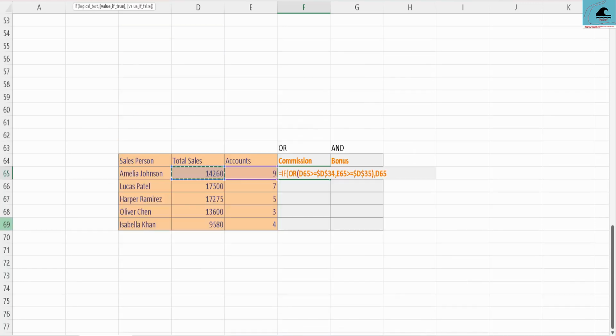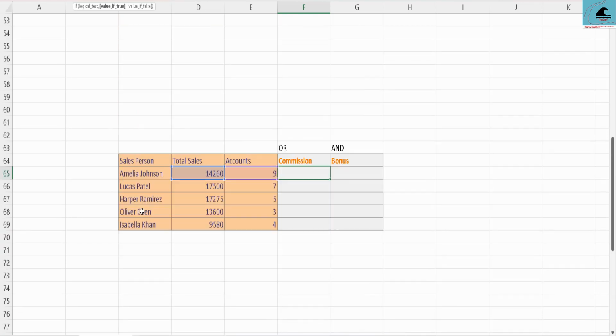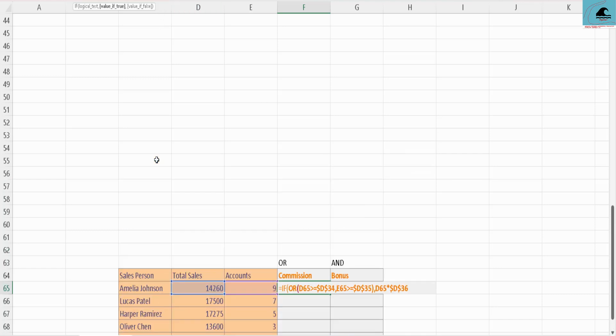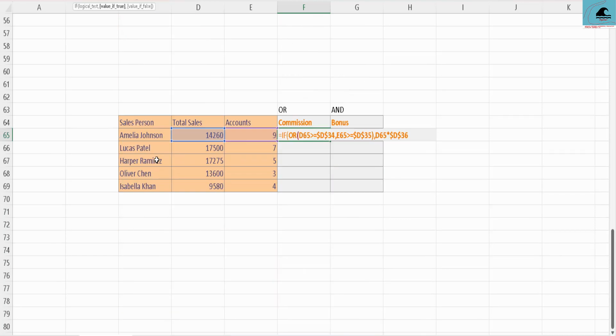then the value would be this total sales into the commission percentage of 2.5%. I'm locking that also because commission percentage is same for all. So I'm locking that 2.5%. So this is a formula you are supposed to create for calculating commission. This is a commission Amelia Johnson would get. Similarly, this one, similarly this one, next one, you can just drag it down. And the last one wouldn't get any commission because he hasn't achieved the target sales, he hasn't achieved the accounts as well.